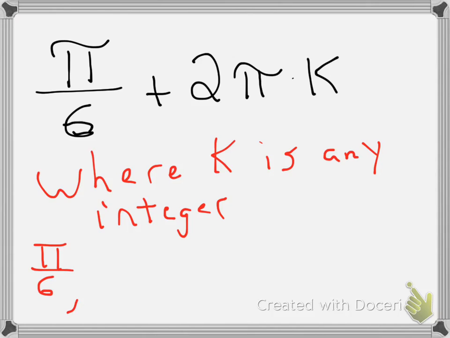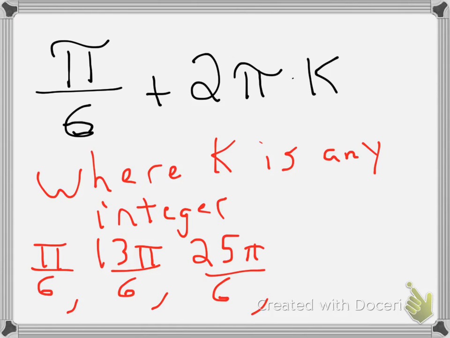If k was 1, then I get pi over 6 plus 12 pi over 6, 2 pi, which is 13 pi over 6. If k was 2, I would have pi over 6 plus 4 pi, which is another 12 pi over 6, 25 pi over 6.